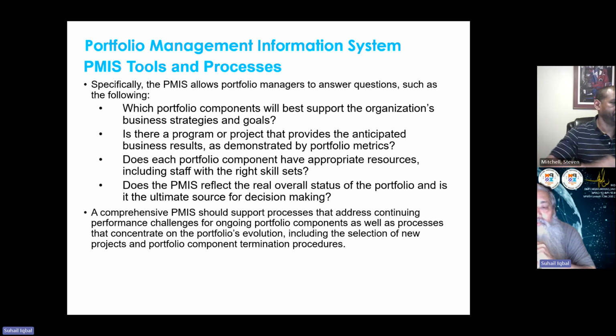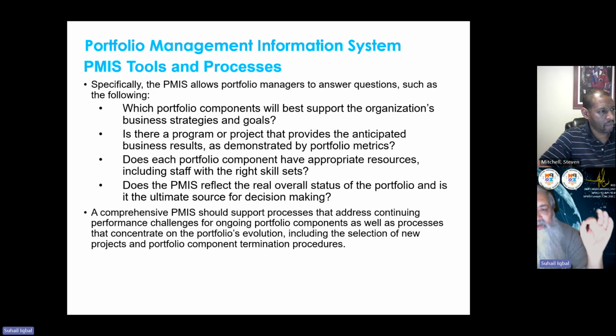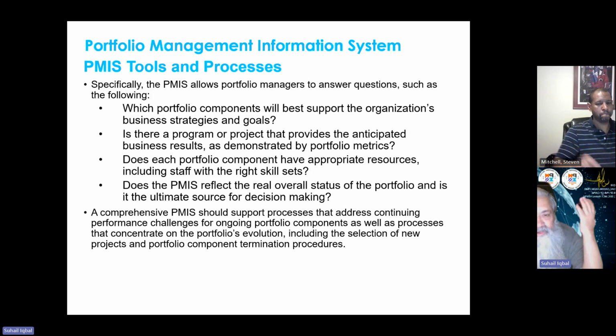Is there a program or a project that provides the anticipated business result as demonstrated by the portfolio matrix? So all those initiatives, all those components which are performing exactly according to plan, maybe they could be shown as green, and those who are falling behind, they may be amber, and those who are in the danger zone, they may be shown as red. So there could be many ways of representing that visually.